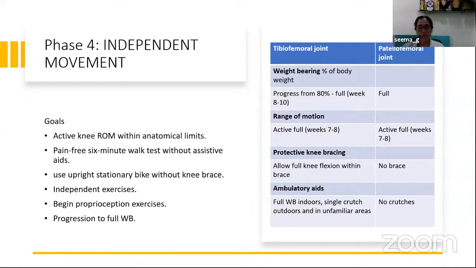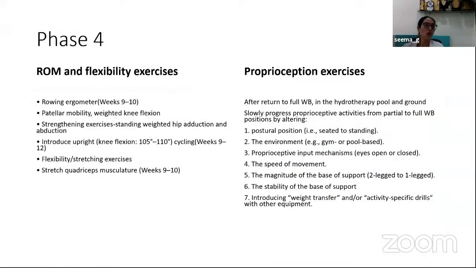And gradually the ambulatory aids are weaned off. So when we talk of phase 4 here, ROM and flexibility exercise, one can start with rowing ergometer, one can gradually start with cycling, with a high sit cycle, and one needs to now introduce strengthening exercises with weights. That is open kinematic chain exercises now. But before that, one is going for more of CKC, closed kinematic chain.